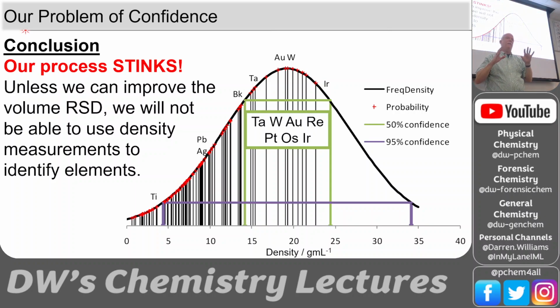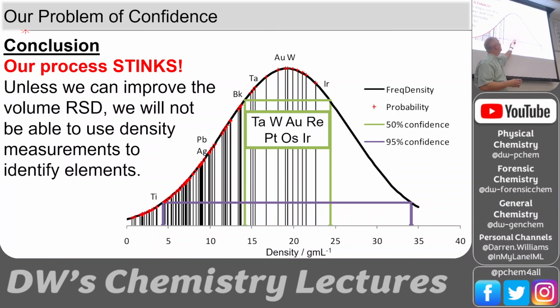So let me tell you what that means. That 50-50 doesn't mean that it's a 50-50 chance that it's, say, gold and a 50-50 chance that it's tungsten. It's saying there's a 50% chance it's one of these. I cannot tell you which. And there's a 50% chance it's not one of those. So it's either one of those or it's not. Flip a coin. So that's really bad.